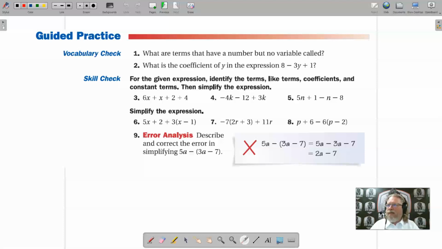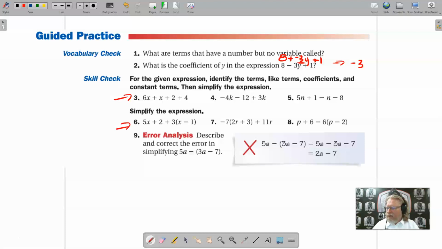What is the coefficient of y in the expression 8 minus 3y plus 1? Well, we have to remember that this is the same as 8 plus negative 3y plus 1. And so the coefficient of y is the value in front of it. So in this case, that value would be -3. And for the sake of time, we've done a lot of these. We identified constants and terms before on previous examples. We've also done some simplifying expressions.